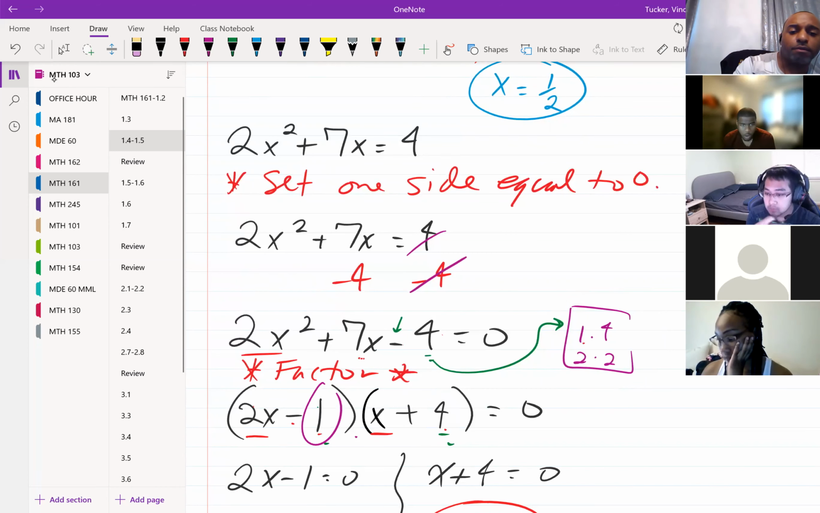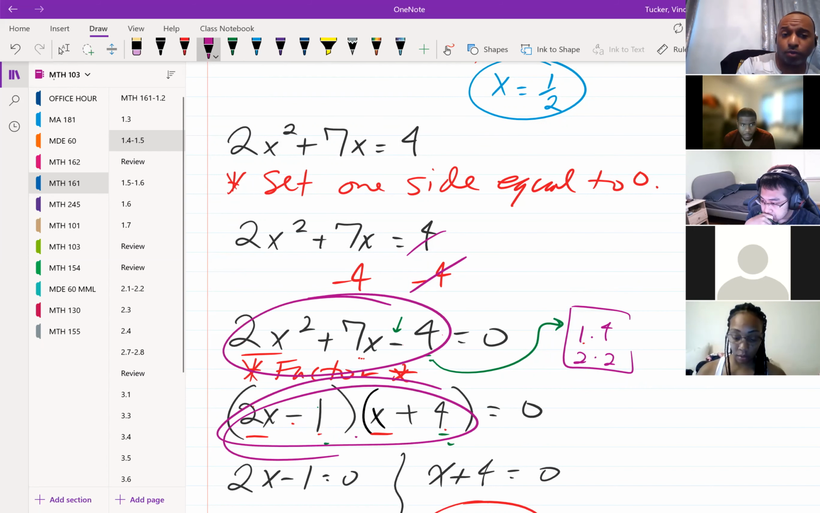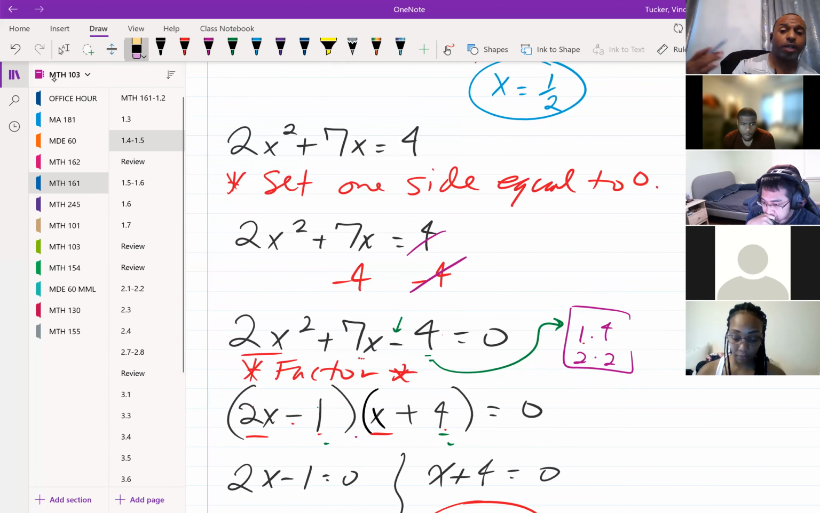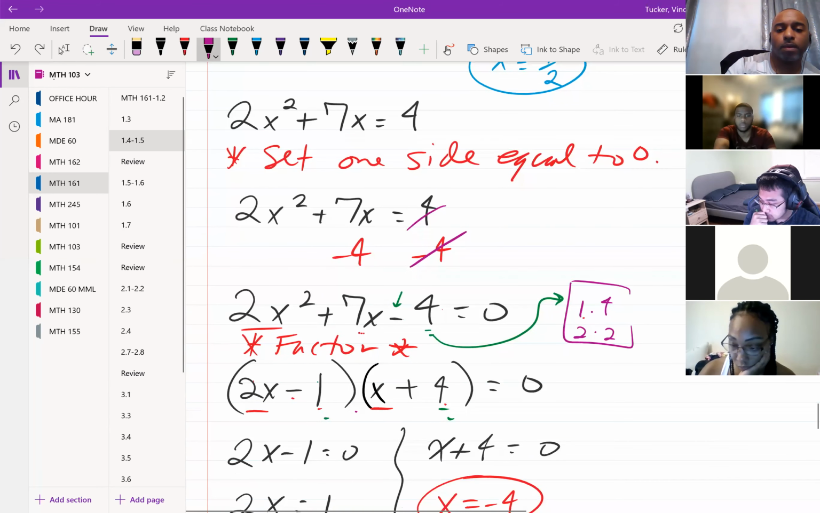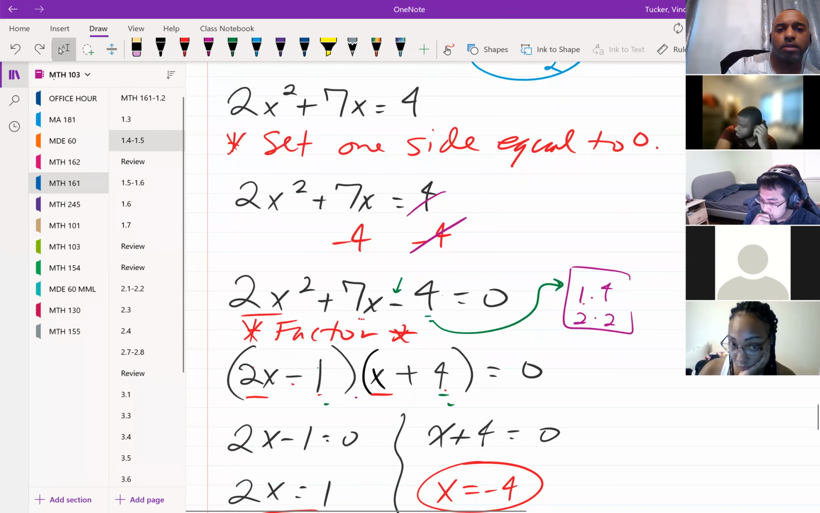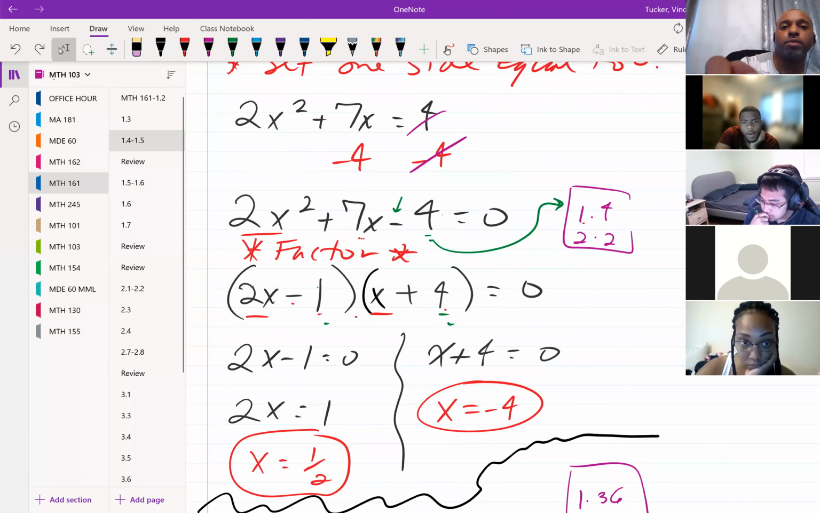Also remember that whenever factoring, if you were to multiply this back out, you should get what you originally had. If that does not occur, then that's not the correct factorization. So always remember that you can always check your factorization by multiplying it back out. And once again, it will give you what you originally had if you have the correct factorization. From there, you set both parts equal to 0.